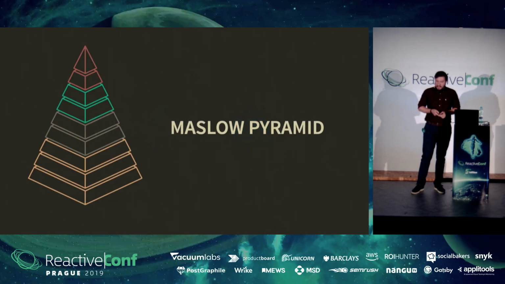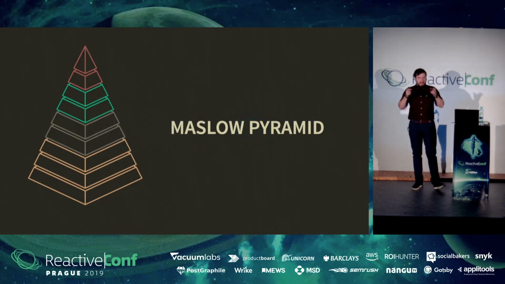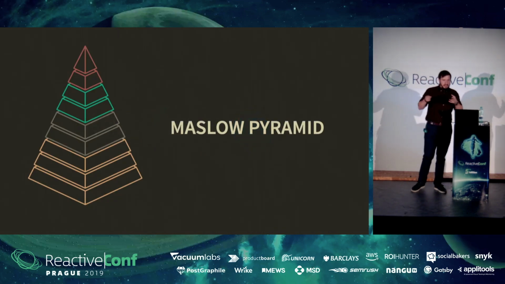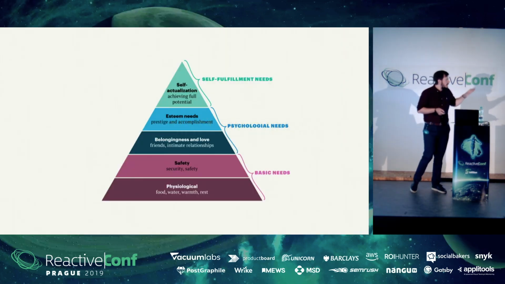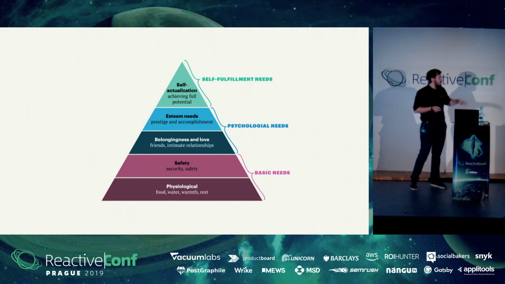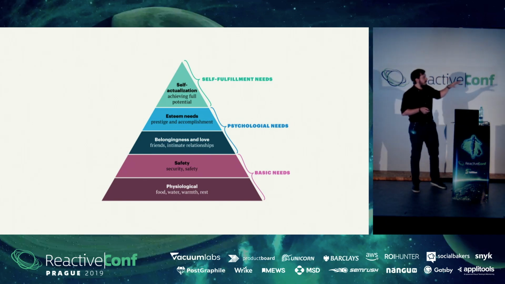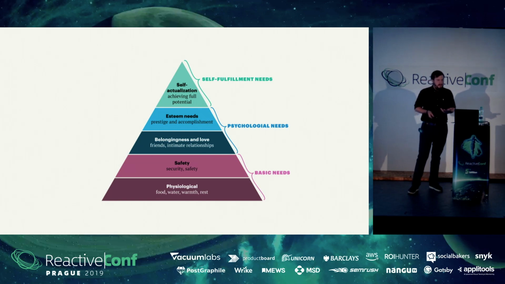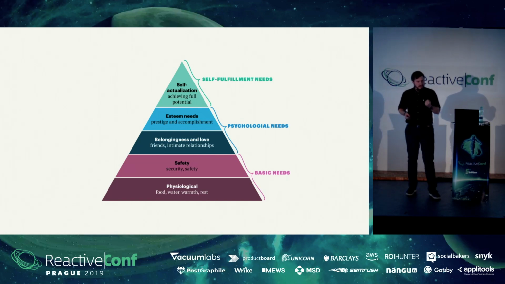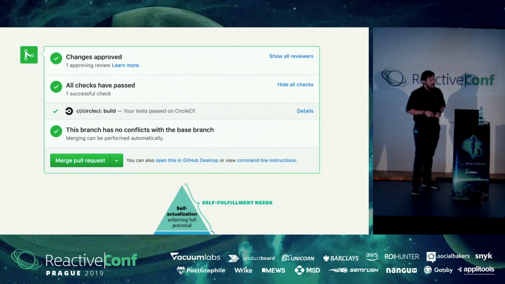But I believe that behind every technical decision there should be something like the Maslow Pyramid. You probably know about that. It's like physiological needs at the bottom, esteem needs somewhere in the middle, and self-actualization is the best thing. But I believe self-actualization is not the best thing in life. You know what is the best thing in life? It's to crush your enemies, see them driven before you, and of course, a green pull request.